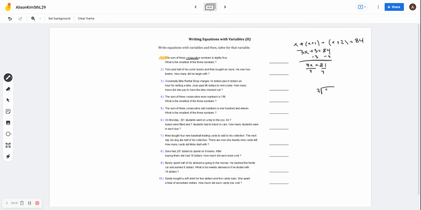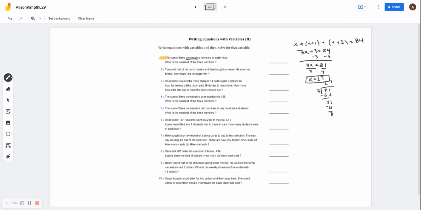Let's try that. 3 goes into 8 2 times. 8 minus 6 is 2. Bring down the 1. 3 goes into 21 7 times. So X should equal 27.